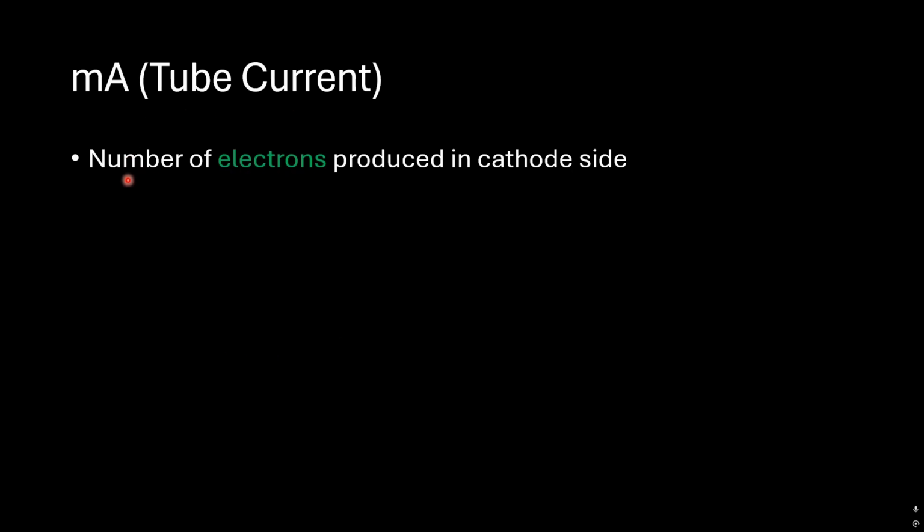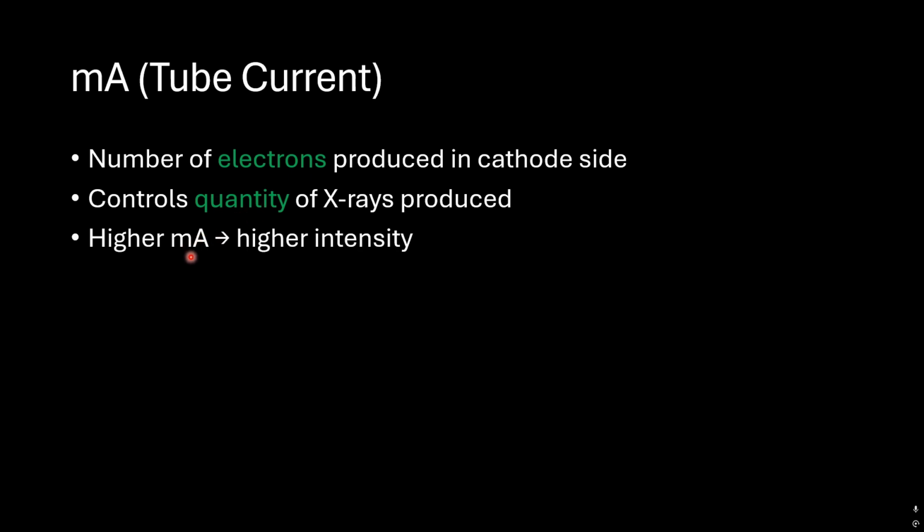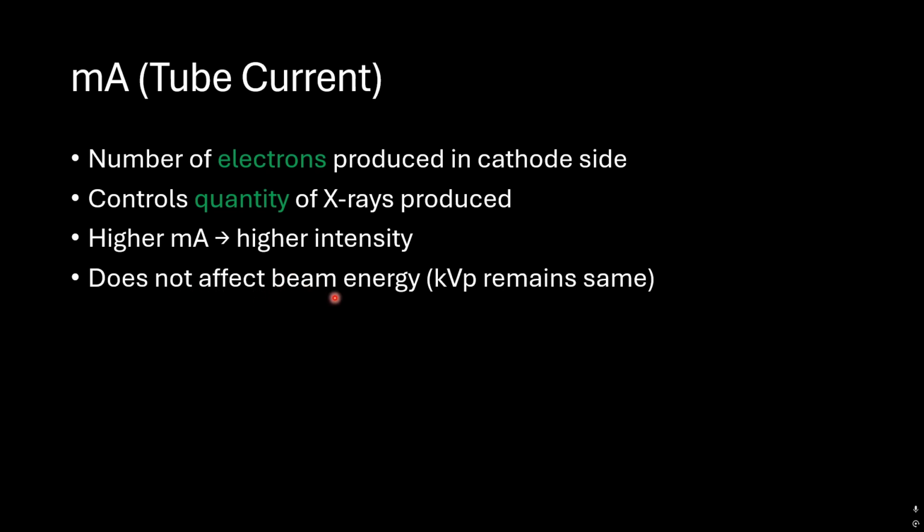For the tube current, it means the number of electrons produced on the cathode side. As we increase the tube current, we are producing more electrons. It controls the quantity of X-rays produced. So the mA only controls the quantity of X-rays, or photons, in our beam. A higher mA means higher intensity. It doesn't affect the beam energy. It only affects the number of electrons, which eventually affects the quantity of photons.